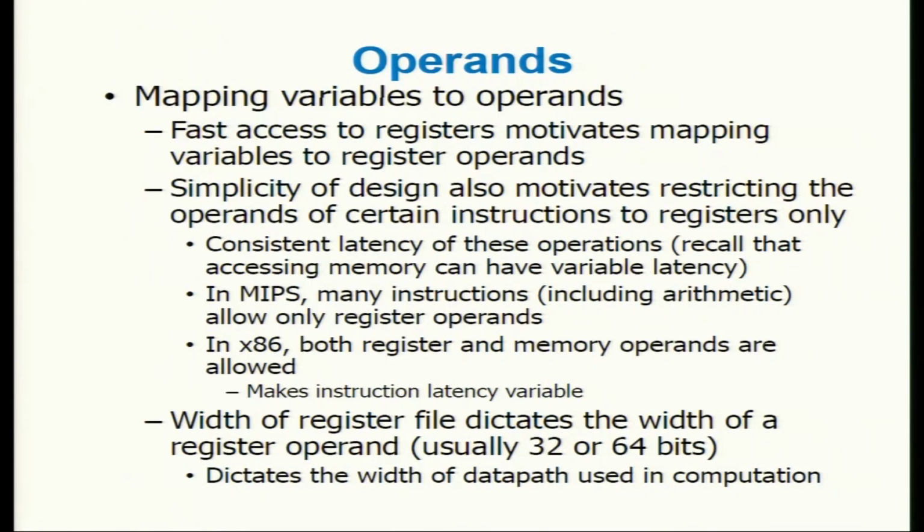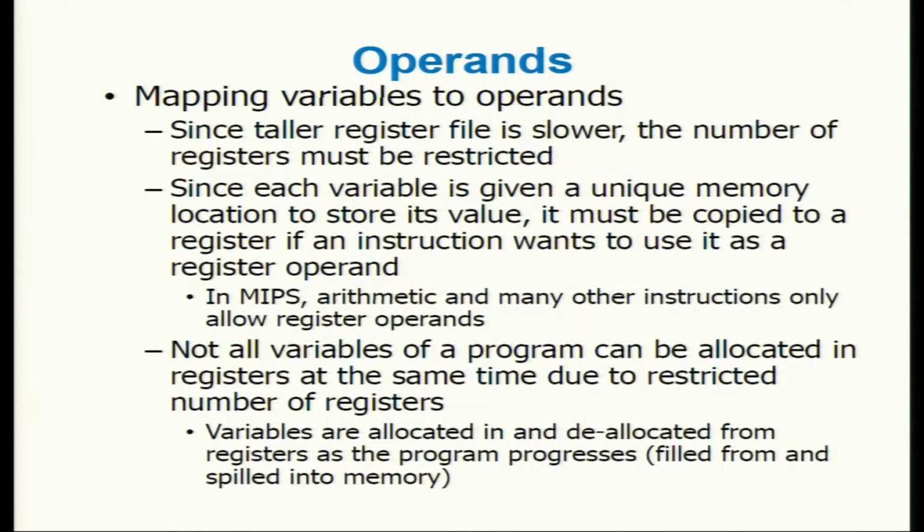Now, the width of the register file dictates the width of a register operand, which is usually 32 or 64 bits. And this also dictates the width of the data path used in computation. And this also dictates the width of the computer. Like for example, when you say 32-bit computer, this is what it means. It's how wide the registers are. When I say 64-bit computer, this is what it means. It's how wide my registers are. Now, one problem is that as the register file gets taller, that is, as you have more registers, it gets slower and slower. So essentially, that means you cannot have as many registers as you want. The number of registers is going to be restricted.